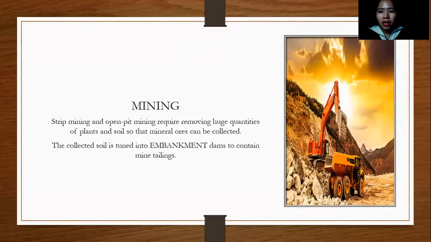And also we have mining. So very halata nga pag naay mina, soil ang isa sa apektuhan. Strip mining and open pit mining required removing huge quantities of plants and soil so that material or ores can be collected. So labi na nabimina ng mga gold, ng mga mineral, or mga gold, any material or metals, kailangan talaga nilang bungkalin yung lupa. Kailangan lang sirain yung plants or yung lupa. And the collected soil is stored into embankment dams to contain mine tailings.